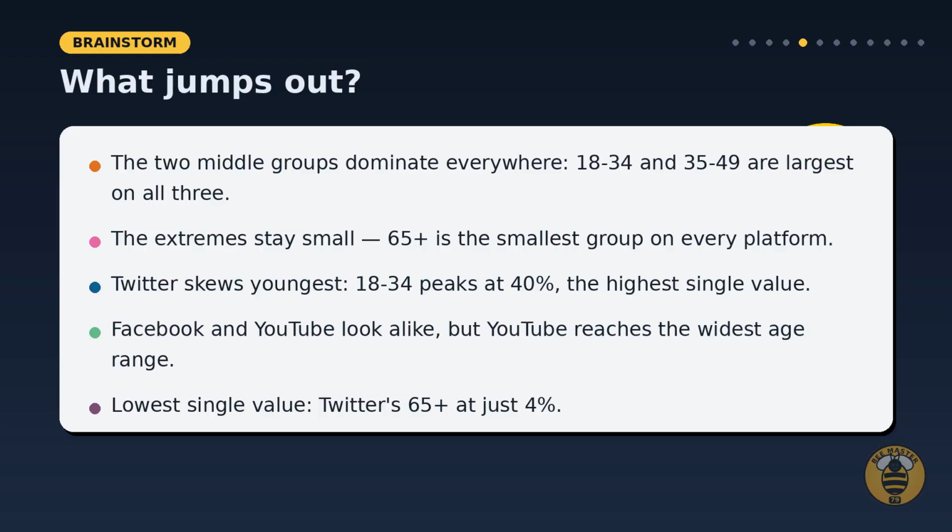Now brainstorm before writing. What jumps out? The 2 middle groups dominate everywhere. The oldest group is the smallest on all 3 platforms. Twitter skews the youngest, peaking at 40% for 18 to 34. Facebook and YouTube look similar, but YouTube reaches the widest range of ages. The single lowest value is Twitter's 4% for 65 and over.